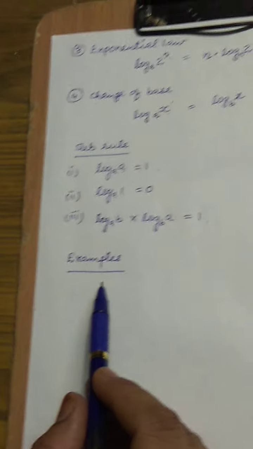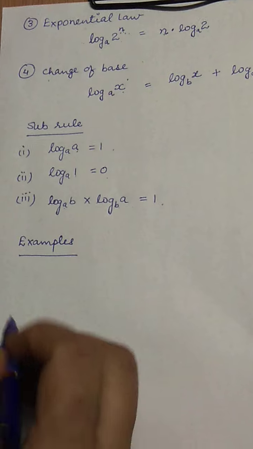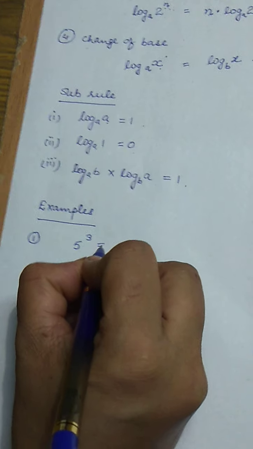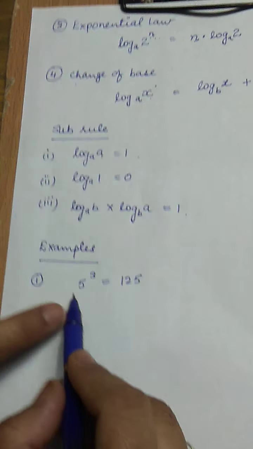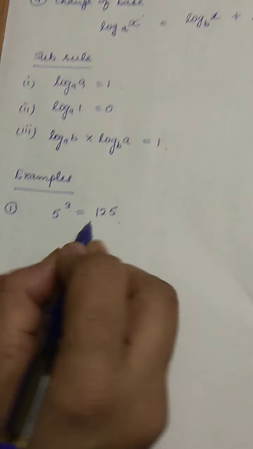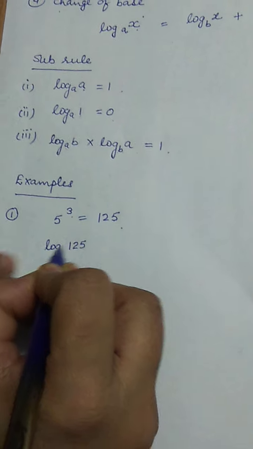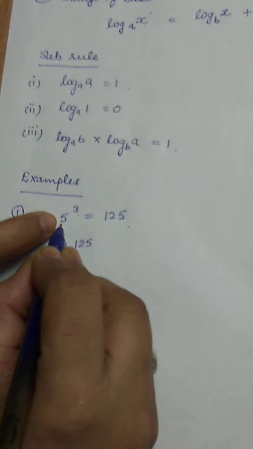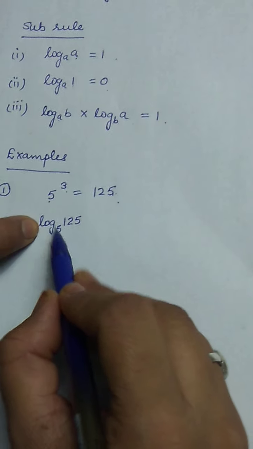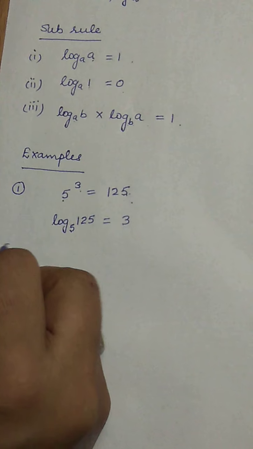Now we will solve some examples. First example: write the logarithmic form of 5 to the power 3 is equal to 125. Very easy. We can write log of 125 to the base 5. The base here is 5. So log of 125 to the base 5 is equal to 3. This is the answer.